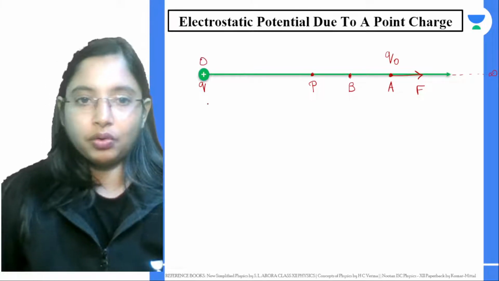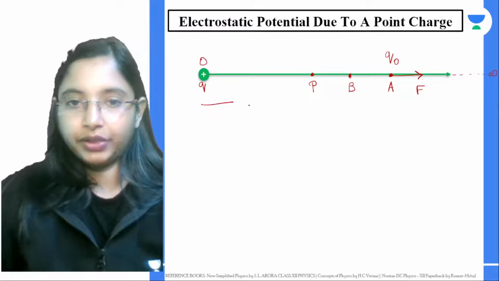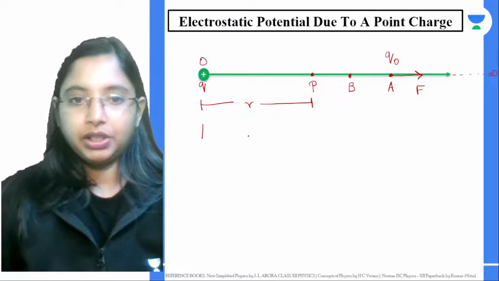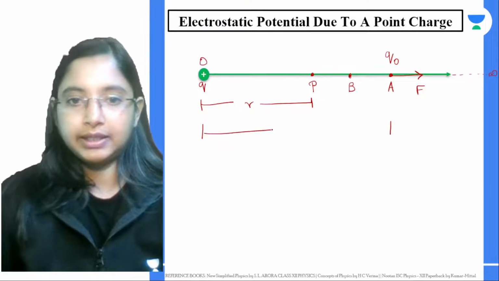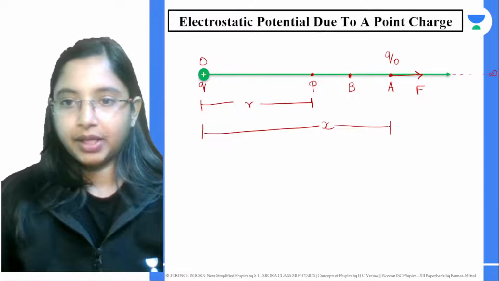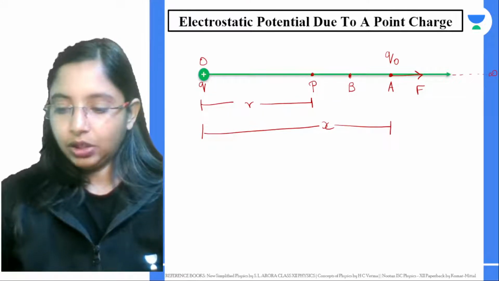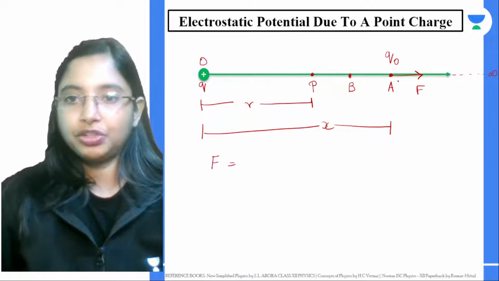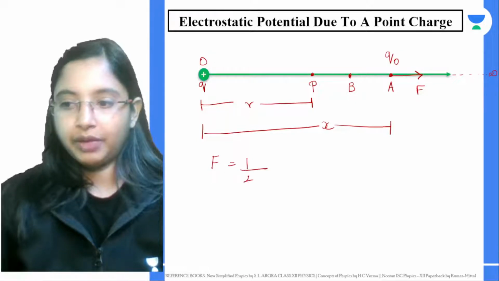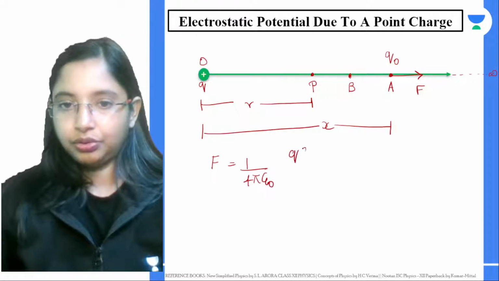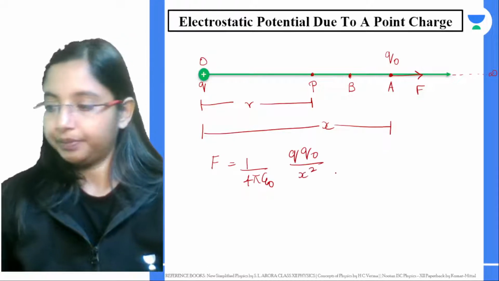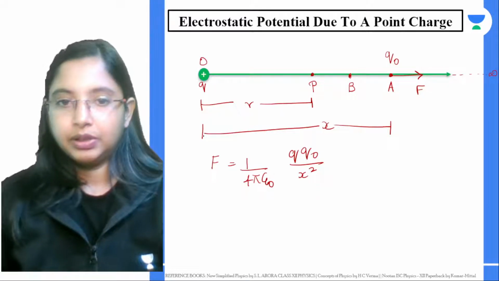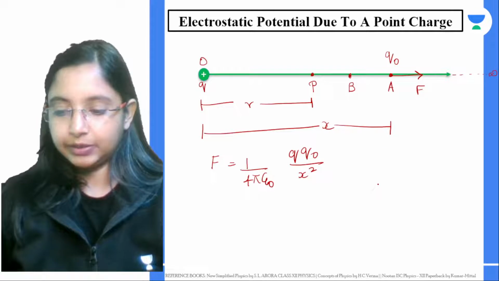Let's say this is O. From here to the point P, let's say the distance is R. From here to the point A, let's say the distance is X. Now, according to Coulomb's law, the electrostatic force of repulsion between the source charge and the test charge will be F = 1/(4πε₀) · Qq/X². This is the charge, and X is the distance between them.